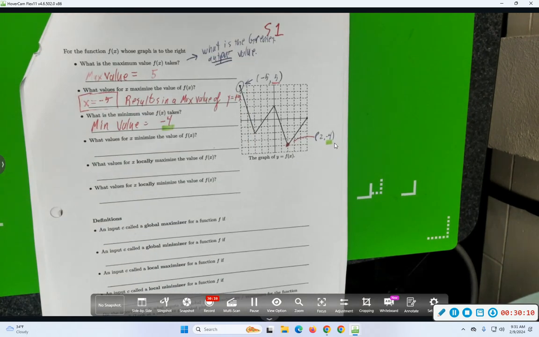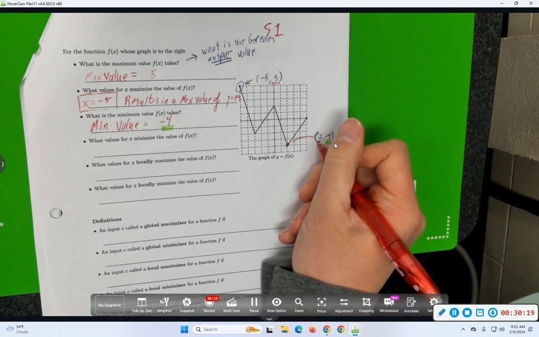What input value results in that minimum value? X equals 2. X equals 2 because of this.